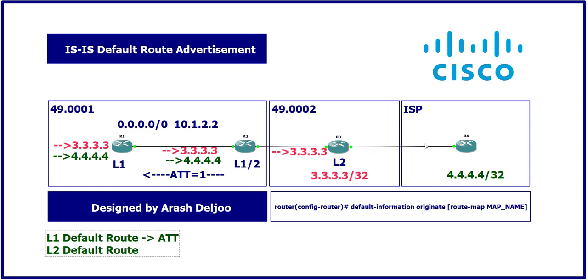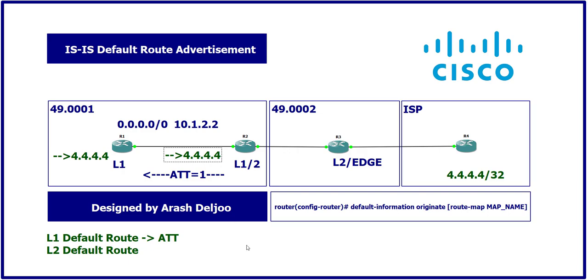In this scenario, the edge of our company is router 3. This is the edge. It can send a default route toward the inside of the company, for receiving the traffic that should go to the internet. Because of that, in this scenario, we are talking about a different type of default route. We don't talk about the L1 default route. We are talking about the L2 default route, okay?